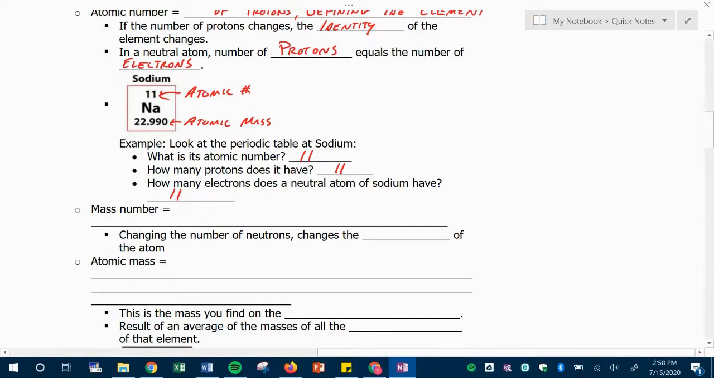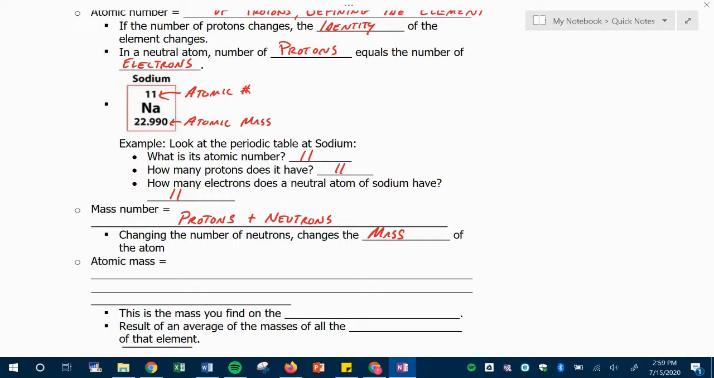The first thing is that all individual atoms have this thing called the mass number. The mass number is equal to the number of protons plus the number of neutrons. The idea is, as we're changing the number of neutrons, this is what's changing the mass of the atom. Remember, changing protons changes the identity, changing neutrons changes the mass, and in a minute, we'll talk about what changing the electrons actually means.